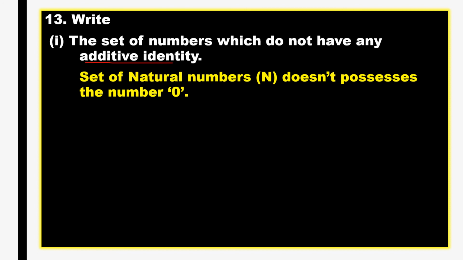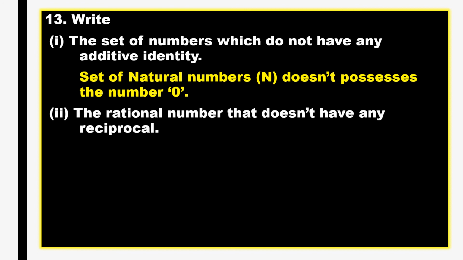Your next question is, the rational number that does not have any reciprocal. What is the number which doesn't have any reciprocal? It is 0 only, right? Because 1 by 0 is not defined.